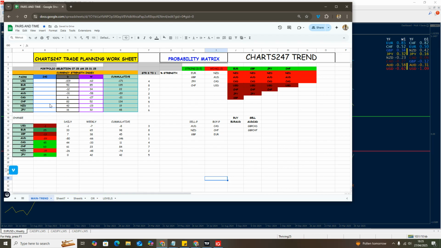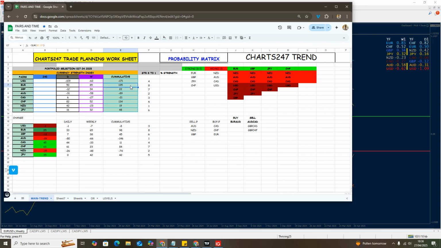We don't need to do the 4 hours. I normally do that on a daily basis so that we can gauge where the strength lies. Okay, so let me just change the date on this one, 27/04/2025.